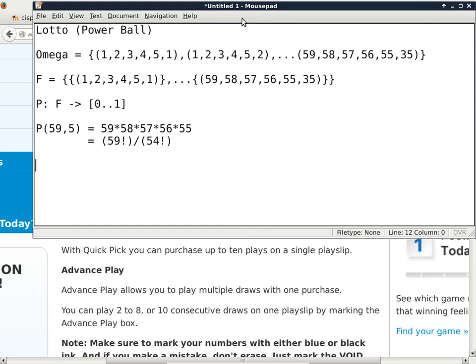Yep, go ahead. So you divide by the 5 factorial because ordering does not matter. That is correct. When you count permutations, it will be 59 factorial divided by 54 factorial. But because there are 5 factorial permutations per combination, and I only want to count combinations, that's why I have to divide all the permutations by 5 factorial. Once you're only considering 5 unique numbers, you have picked out the 5 numbers. There are 120 ways to arrange those 5 particular numbers. That's why we have to divide by 5 factorial.